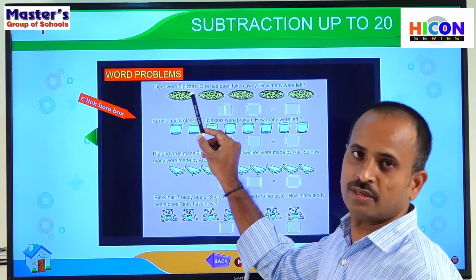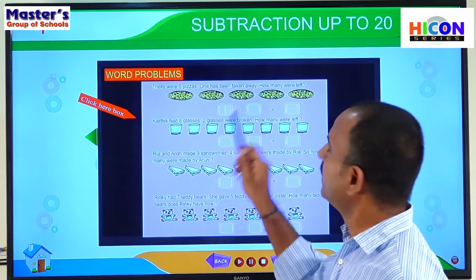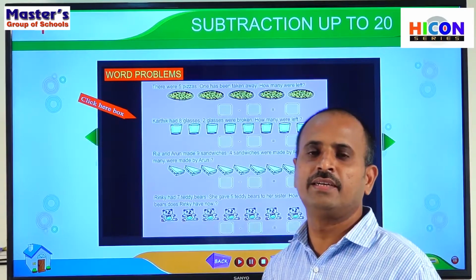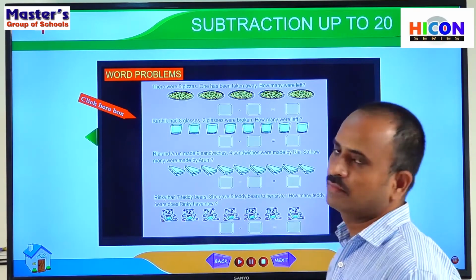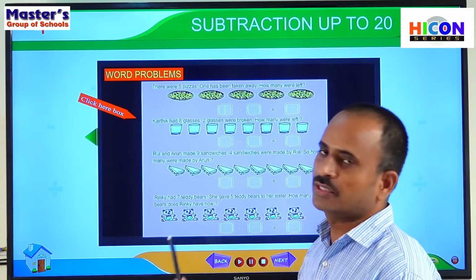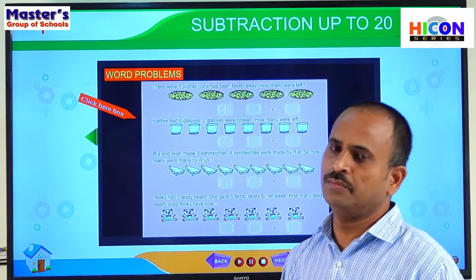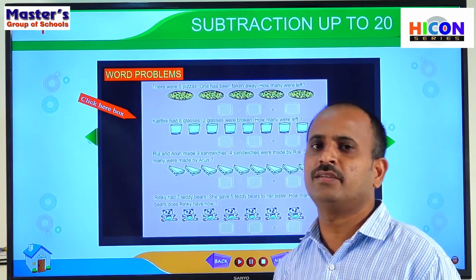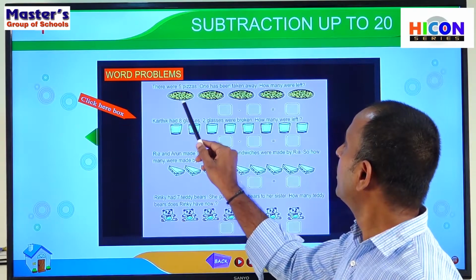There were 5 pizzas. The total number of pizzas is 5. One has been taken away. That means he has eaten 1 pizza among the 5 pizzas. How many were left? So if he has taken away 1 pizza among 5 pizzas, how many pizzas are left there? So the simple way, as in the subtraction we have practiced in the earlier problems, is to count how many pizzas there are.